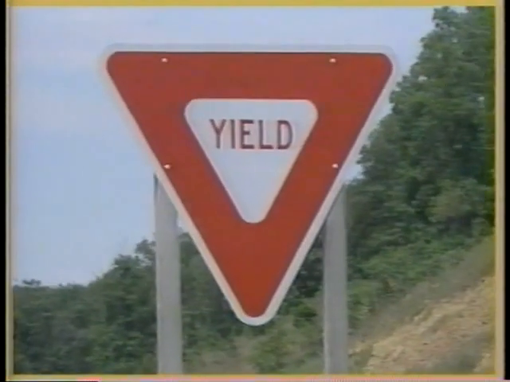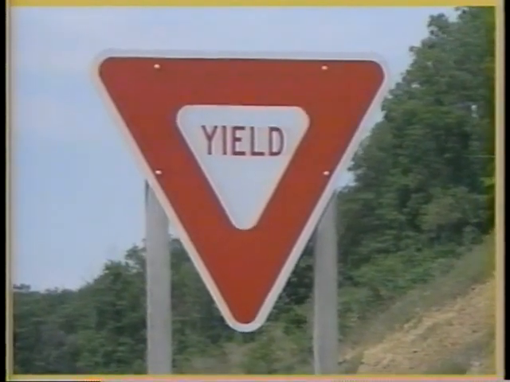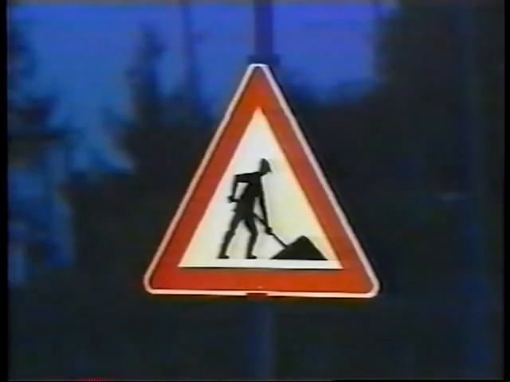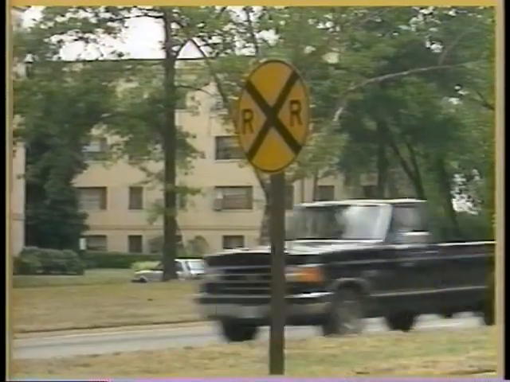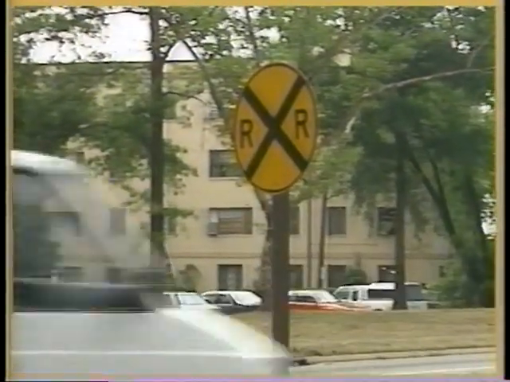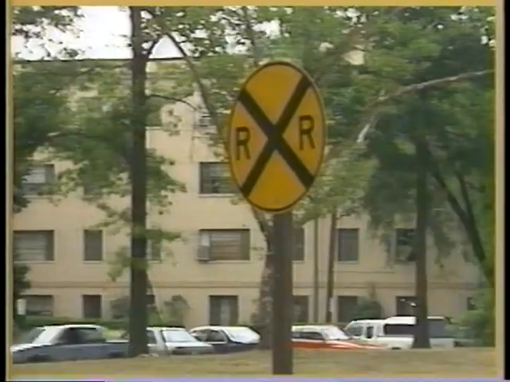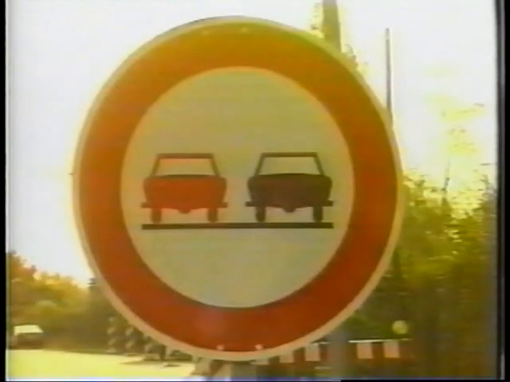Equilateral triangles with one point down mean a yield sign in all three systems. With the point up, this shape is used by the European system for warning signs. The round shape is used in the U.S. for railroad warning signs and for civil defense evacuation route signing. The same shape is used for regulatory signs in both the European and Latin American systems.